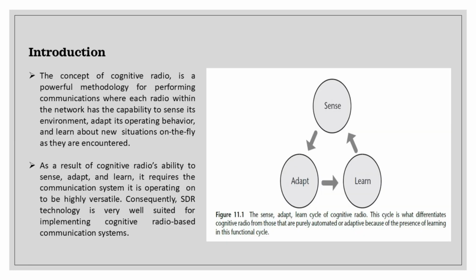The concept of cognitive radio is a powerful methodology for performing communications where each radio within the network has the capability to sense its environment, adapt its operating behavior, and learn about new situations on the fly as they are encountered. As a result of cognitive radio's ability to sense, adapt, and learn, it requires the communication system it is operating on to be highly versatile. Consequently, SDR technology is very well suited for implementing cognitive radio-based communication systems.